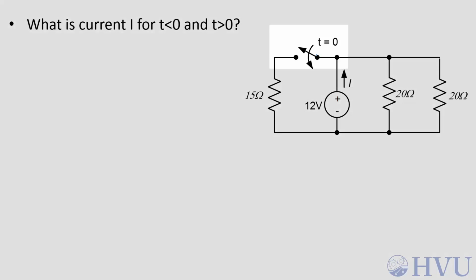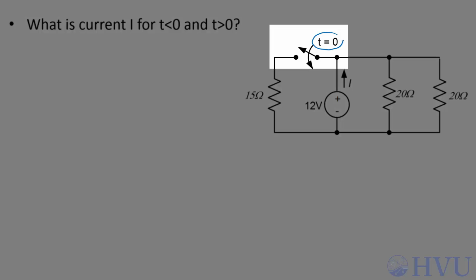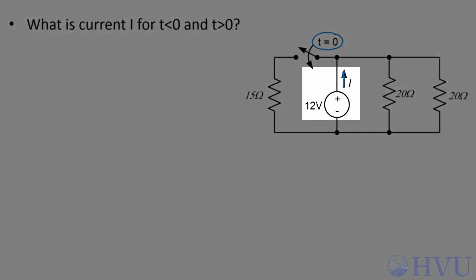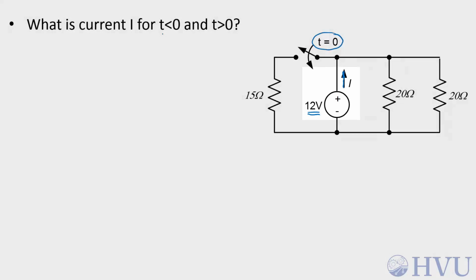In this example, we have a switch that closes at t equals 0. We want to find the current I out of this 12 volt source for time less than 0 and time greater than 0. First, I'll do time less than 0.